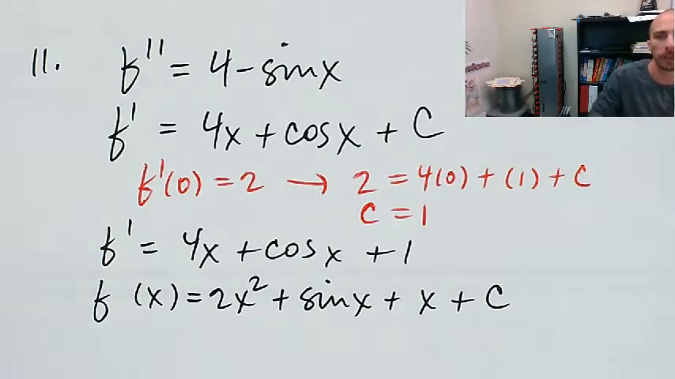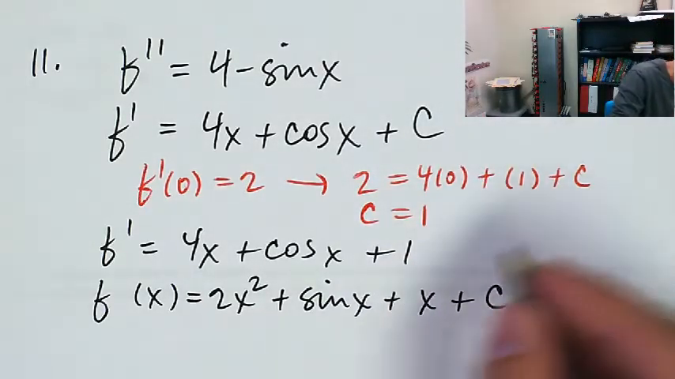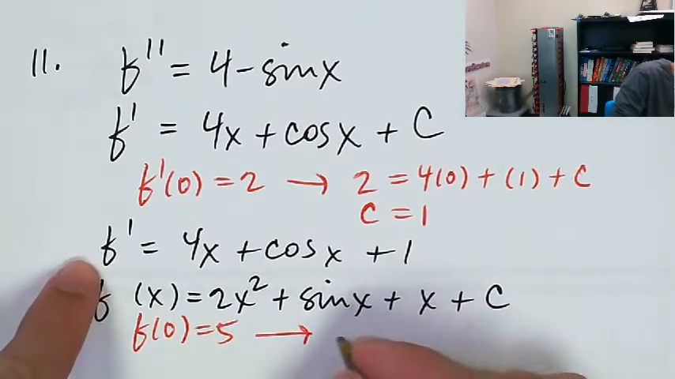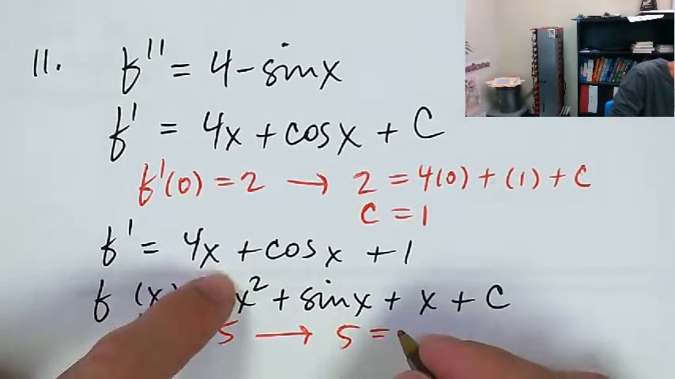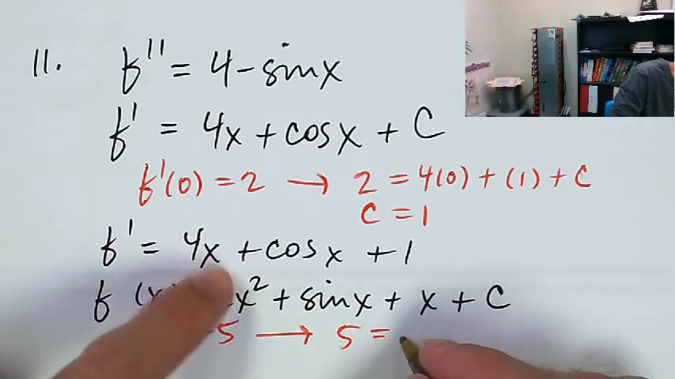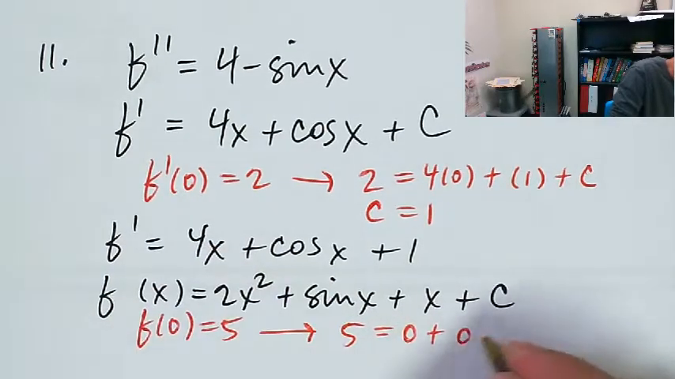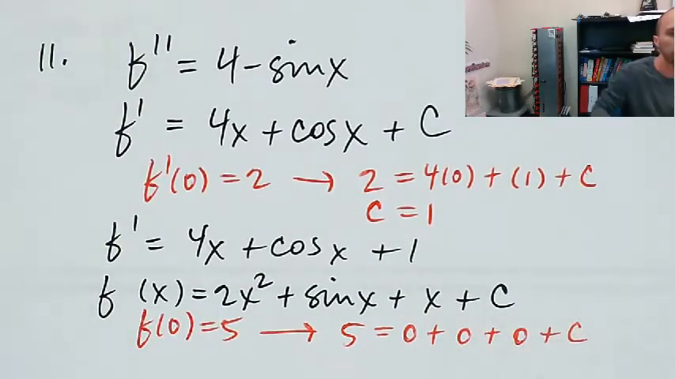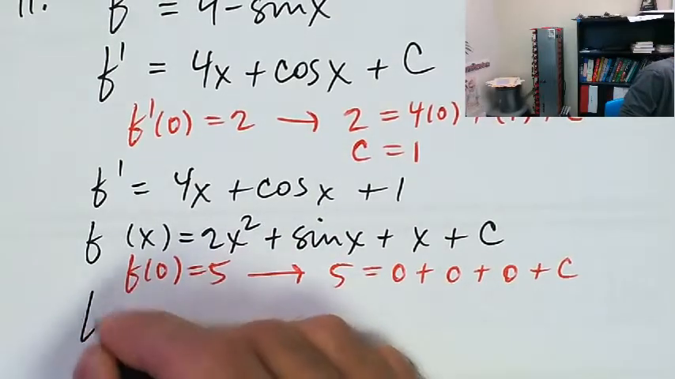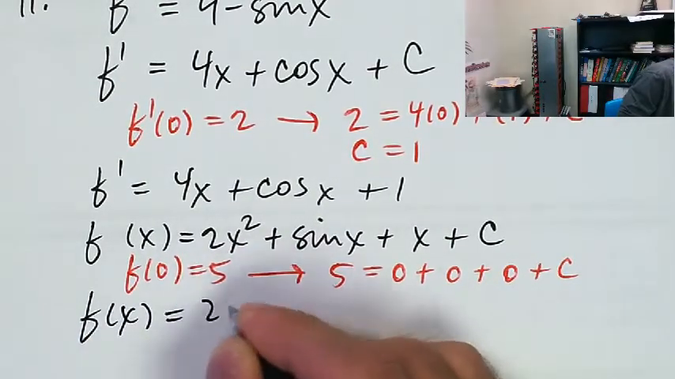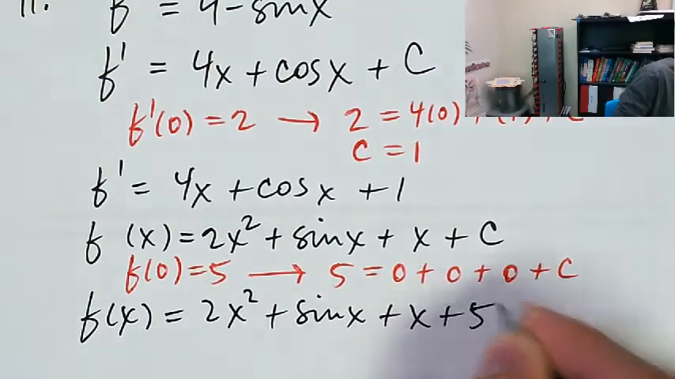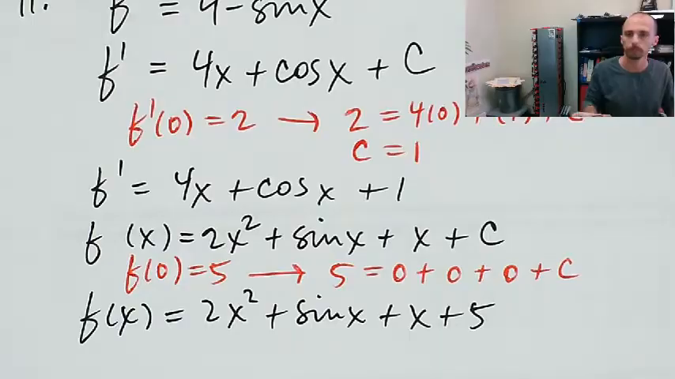And now, since they told me that f of 0 was equal to 5, then I will say, okay, 5 is f of 0, that's equal to 2 times 0 plus the sine of 0 plus 0 plus c. Okay, so that means c is 5. And now I'm going to conclude that f of x is equal to 2x squared plus sine x plus x plus 5.